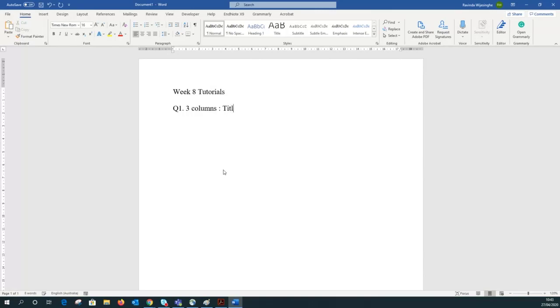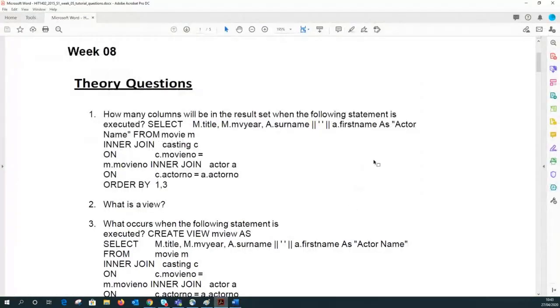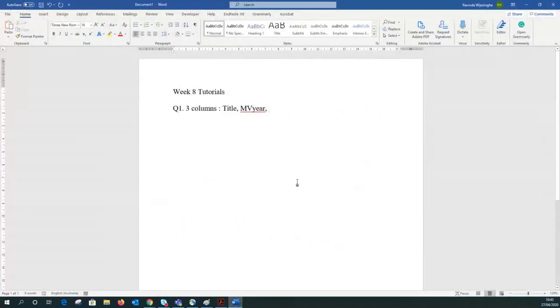So the answer is very straightforward, 3 columns. So what are these 3 columns? Title column and movie year column, and the final column, what is the final column name? Actor name. Okay, the final column name is actor name. So pretty much straightforward. So 3 columns: title, movie year, actor name.